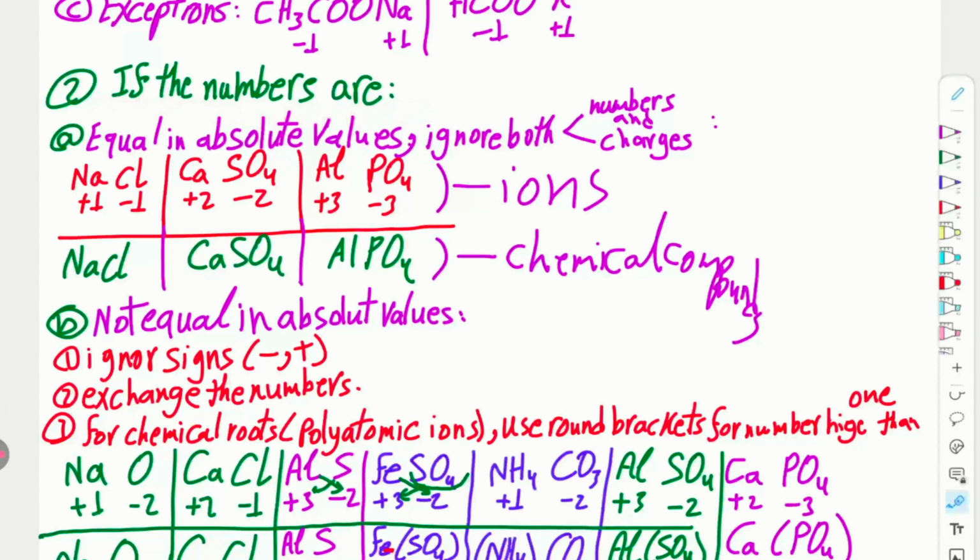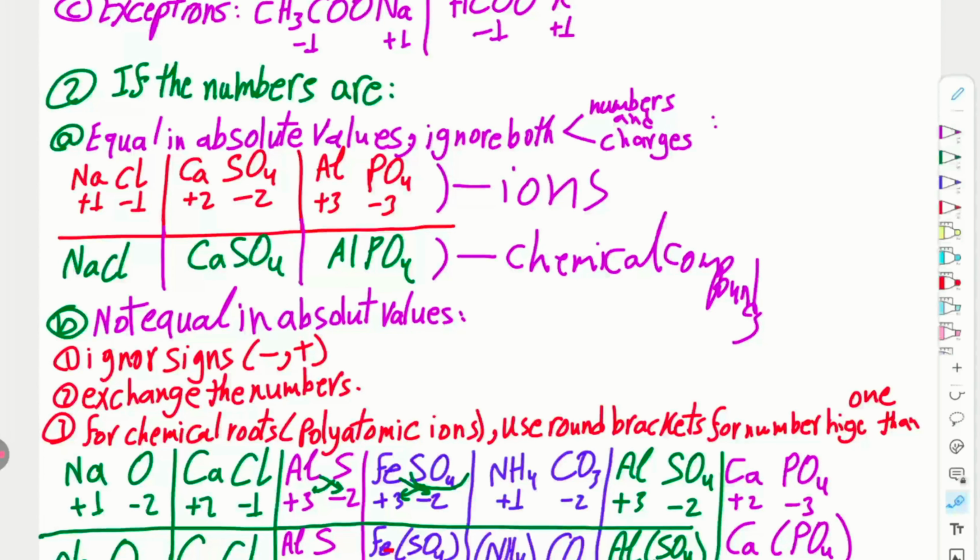Here we have two options. Number 1, equal in absolute values. Again, here we have to pay attention to the numbers. We don't care for the charges. When we put the positive ion left and the negative ion right, we don't care for the positive and negative anymore. In the next steps, we care only for the numbers. So if these numbers are equal in the absolute value, what do we do here? We ignore both numbers and charges.